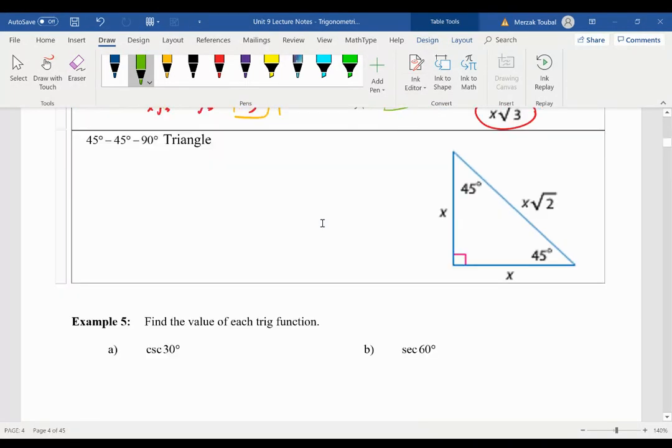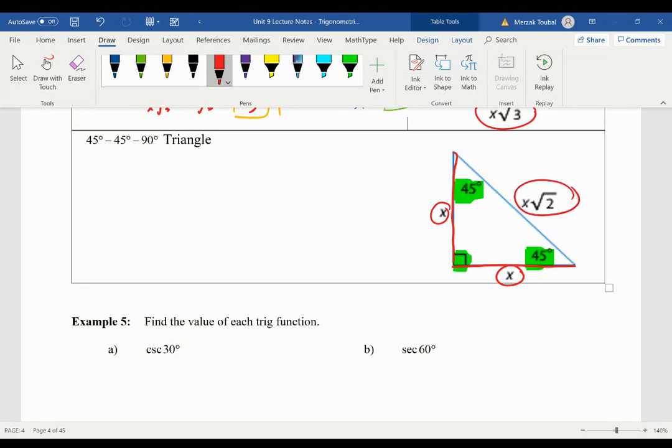Another special triangle is 45, 45, 90. It's another special triangle, so two sides will be congruent. This side and this side will be congruent. So if this side is x, this side will be x. Then if you use the Pythagorean theorem, the hypotenuse will be root 2 times x.